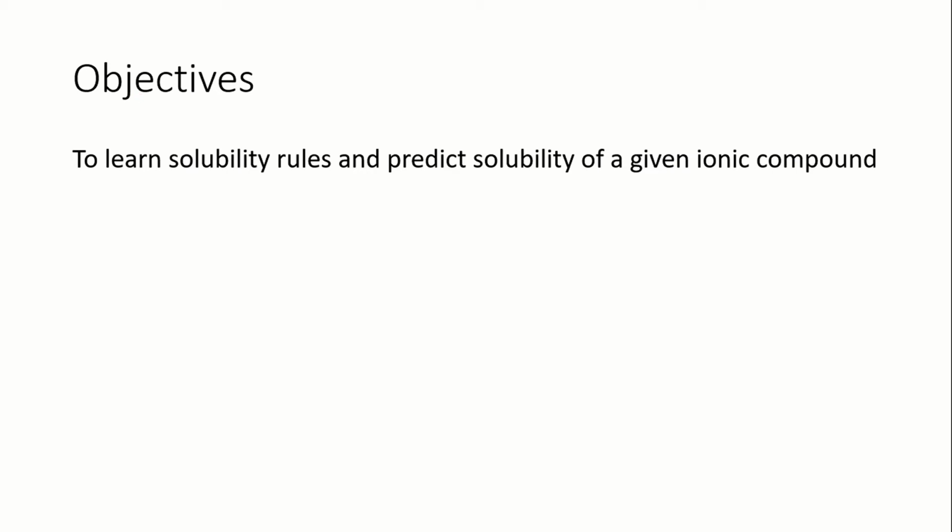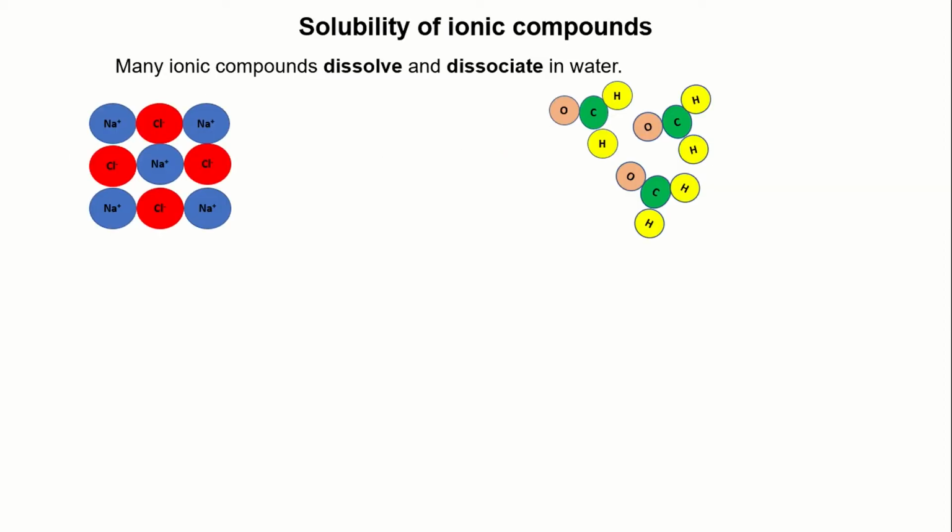The objective of this video is to learn solubility rules and predict the solubility of a given ionic compound. By now you know what an ionic compound is and what a covalent compound is. Ionic compounds contain a metal and a nonmetal.